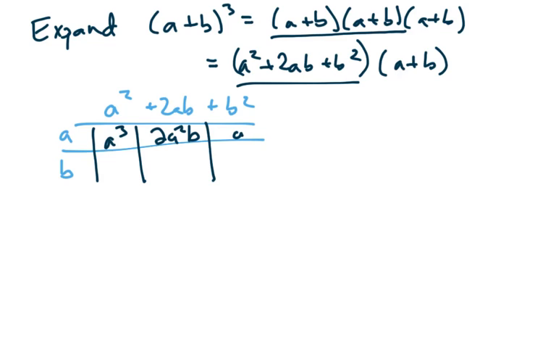a times b squared, ab squared. That was easy. And then on the next row, we've got b times a squared, so that's a squared b. And a b times 2ab, that's 2 b's, 2ab squared. And then we've got b times b squared, or b cubed.